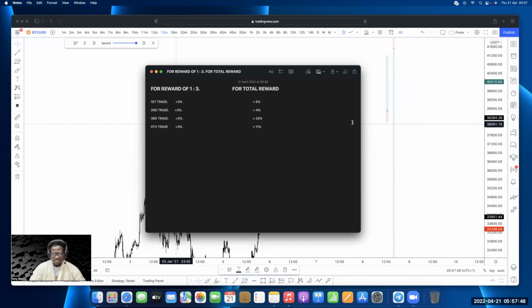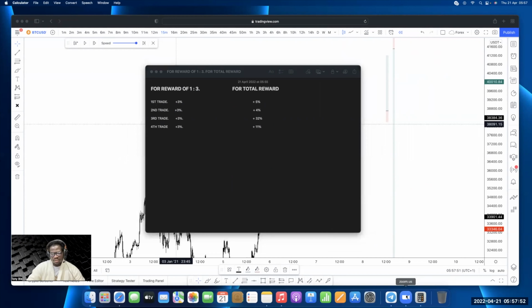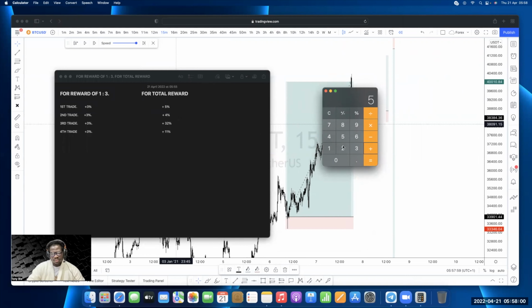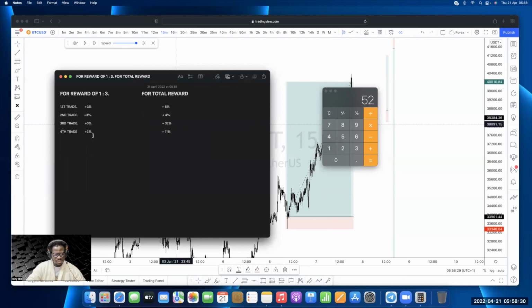If we add all of these together, we have 5, and then 4, and then 32, and then 11. So you should be up 52%, from all of these trade ideas from just December the 3rd to January 6th. A 52% increase on your account if you're risking 1%. And if you go by 1 to 3, you are up 12%. So that is where we are going to stop. Total, quickly, this is 12%, and this is 52%.